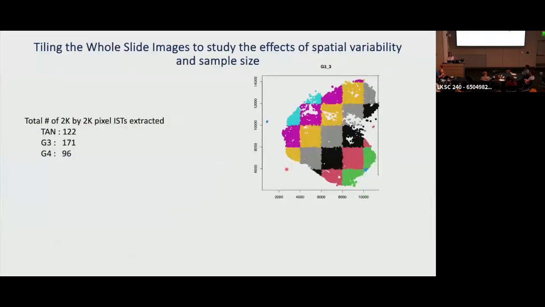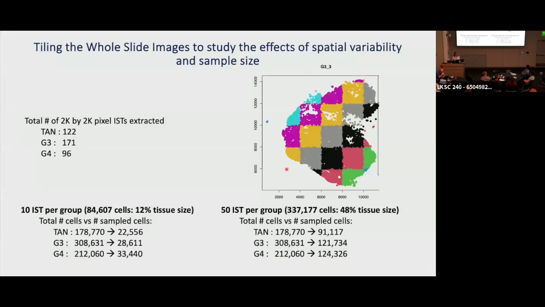To account for effects of spatial variability and sample size, we created in silico tissues by tiling whole slide images. Dennis also mentioned this earlier. After dividing each tumor sample into multiple regions, we sampled from these tiles in 2 different independent experiments, 10 in silico tissue tiles from each grade clinical group, and also 50.